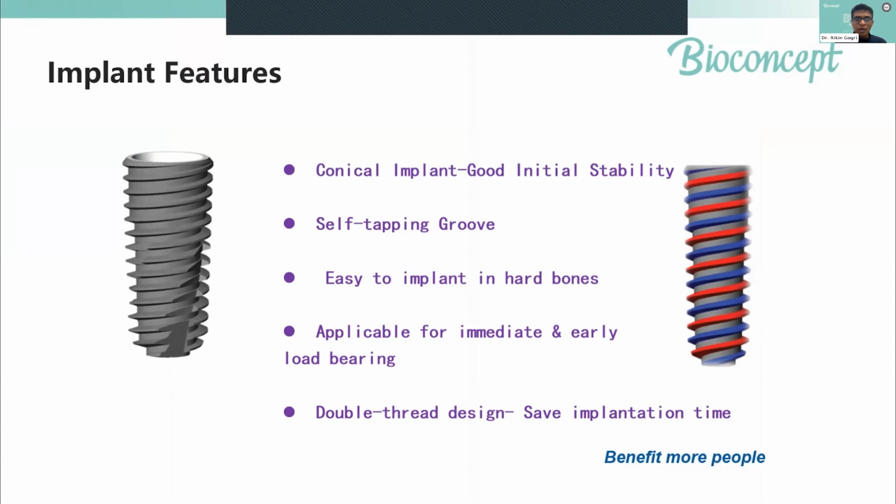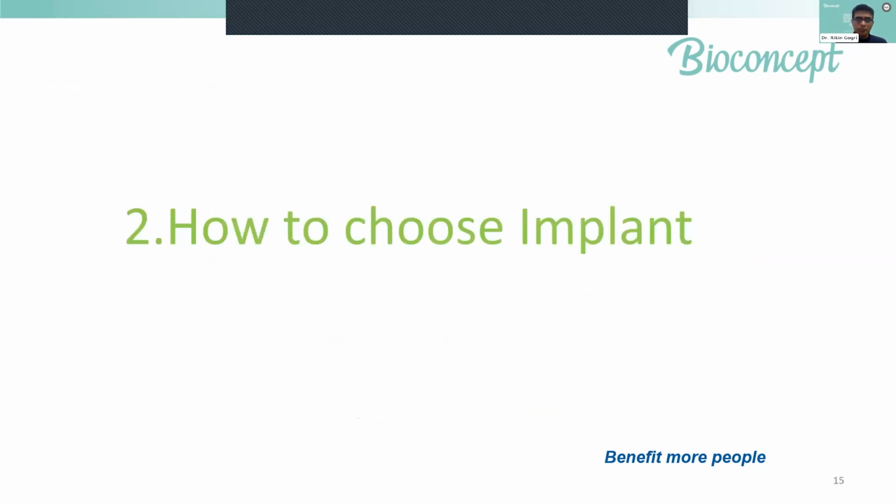Then what are the features that we look for in an implant? As we said, a conical implant or a root form implant for good initial stability, self-tapping groove, easy to implant in hard bones, applicable for immediate and early load bearing, and double thread design saves implantation time. What do you mean by double thread? That the cervical end and the coronal end of the implant have a slightly different thread design and pitch, which allows for good initial primary stability and BIC, that is bone implant contact ratio.